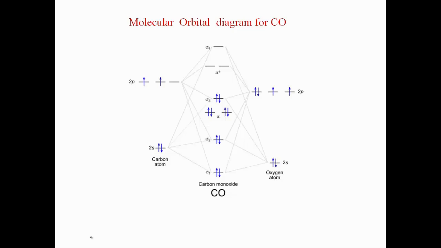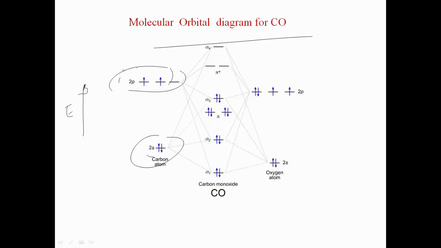Here we have a molecular orbital diagram for the CO molecule. So again, it's drawn in the familiar pattern. You have the energy on this side, so the energy is going up there. You have the carbon 2s orbital, and you have the carbon 2p orbitals.